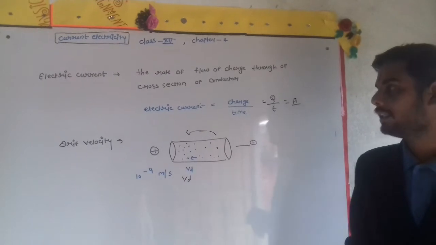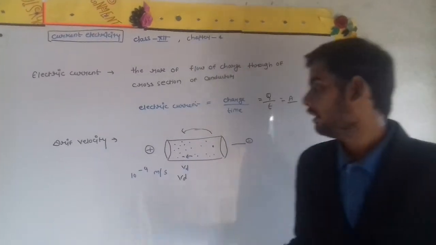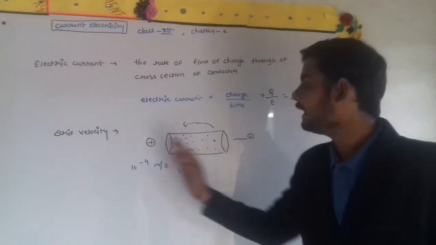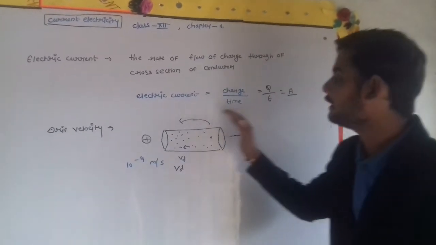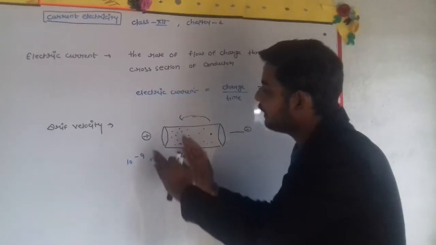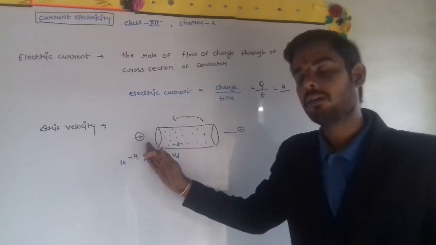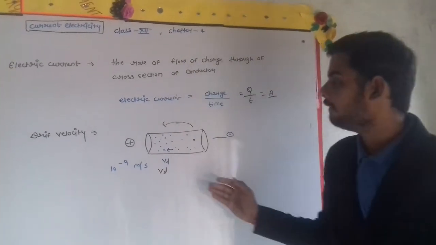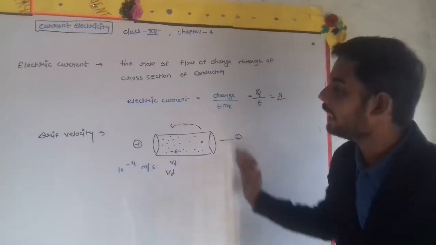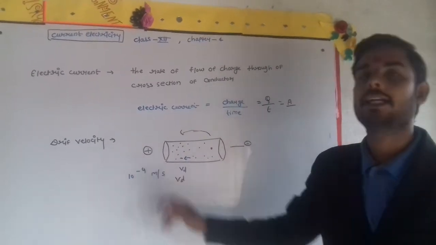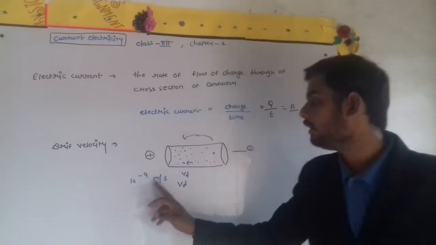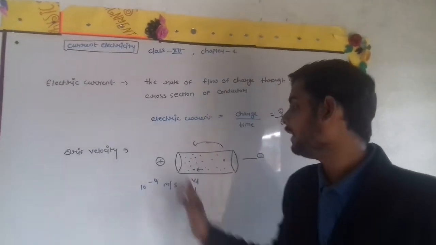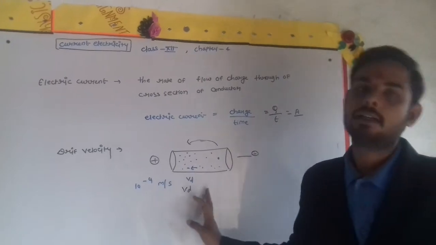Now we'll see the definition of drift velocity. What is drift velocity? Drift velocity is the average velocity by which free electrons get drifted towards the positive end of a cell or battery. Its value is very small, 10 to the power minus 4 meter per second. It is denoted as Vd. Vd is our drift velocity.